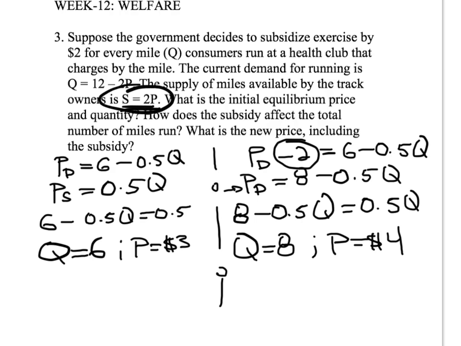So the effect of this subsidy, again, a tax usually reduces quantity. A subsidy, since it is the opposite of a tax, increases quantity to 8. And in this case, it's going to increase the price to $4.